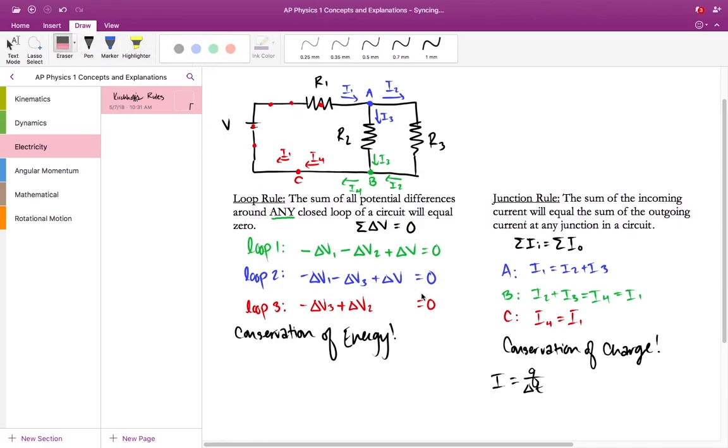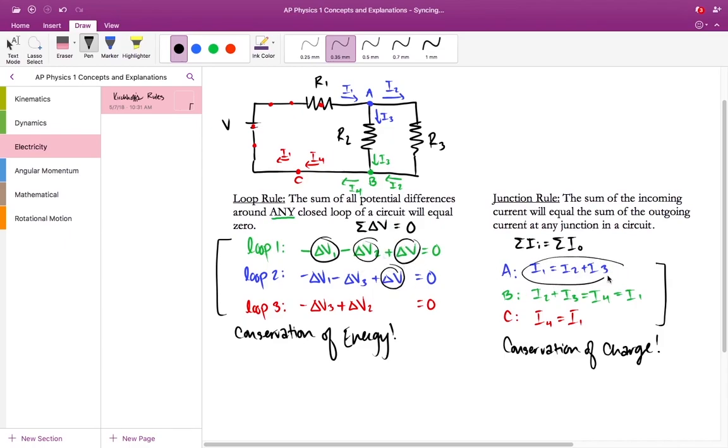And what we'll usually do with these rules is use them together. We will use a system of equations that has a bunch of loops and a bunch of junctions. We'll use Ohm's law to convert these into IRs, IR, IR, IR, and then we'll substitute in these expressions for I. We'll have a ridiculous number of variables, but we'll also have a ridiculous number of equations to solve for those variables.